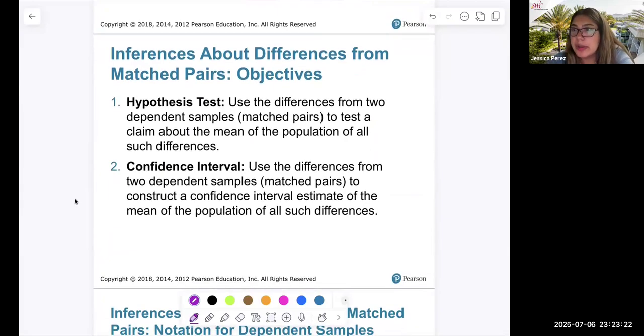Inferences about differences from matched pairs. So what is the objective of this section? We are also going to be doing hypothesis tests. We're going to use differences from two dependent samples or matched pairs to test a claim about the mean. So we're still going to have a null hypothesis and H1. That's going to be your alternative hypothesis. We are also going to have a confidence interval like we had in sections 9.1 and 9.2. We're going to look at the differences from the two dependent samples or matched pairs, and we are going to be constructing a confidence interval.